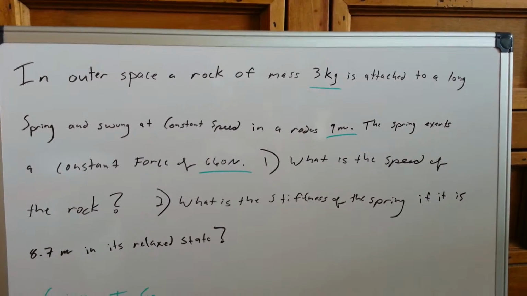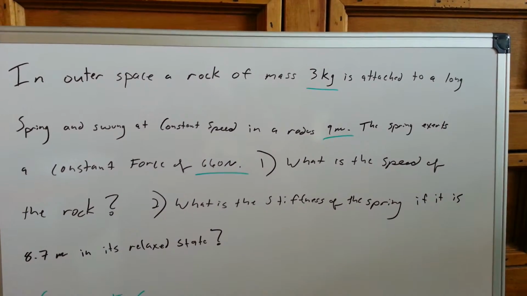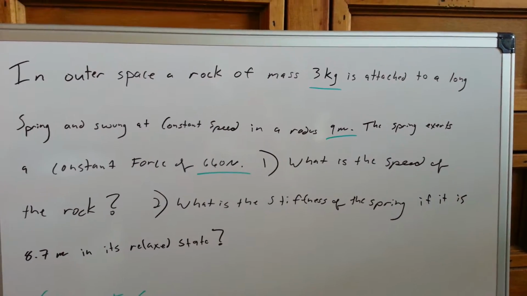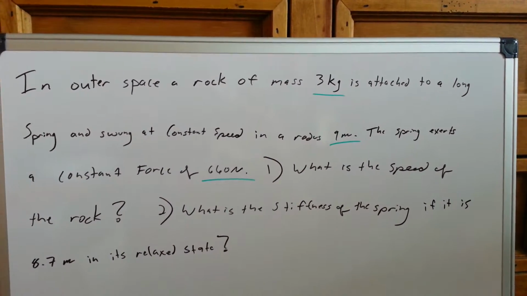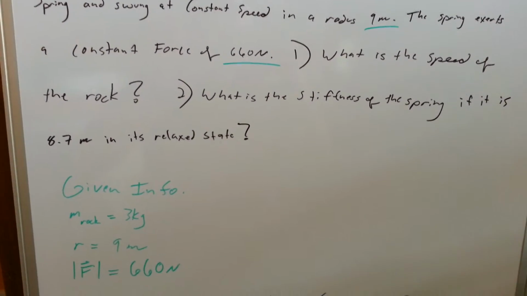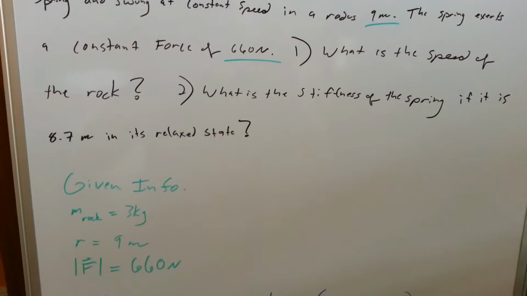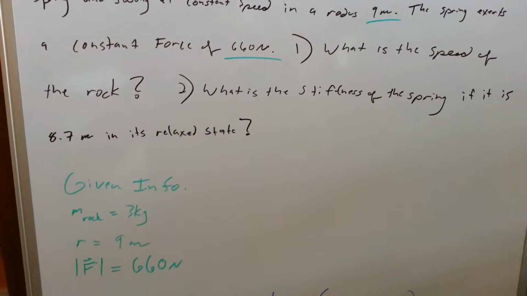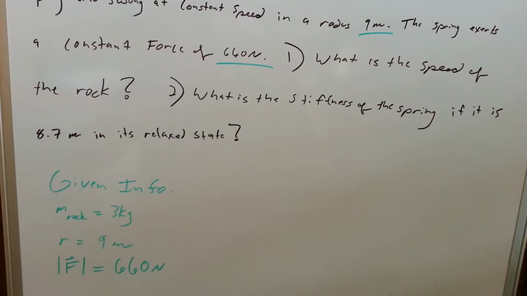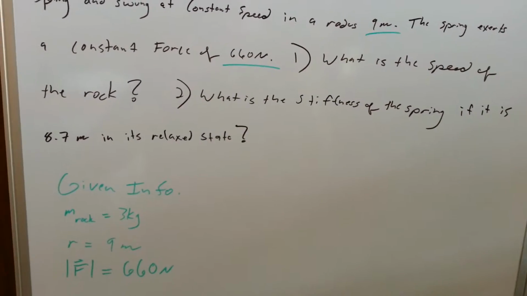One, what is the speed of the rock? And two, what is the stiffness of the spring, given its relaxed length of 8.7 meters? So let's get down to it. Our given information, as seen above: the mass of the rock is 3 kilograms, the radius is 9 meters, and the magnitude of the force is 660 newtons.